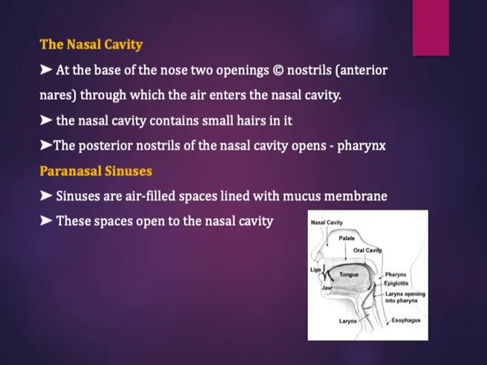The nose leads into the next cavity called the nasal cavity, and at its base it has two openings called nostrils, which can also be called anterior nares, and these open into the nasal cavity. This nasal cavity contains small hairs called cilia, which help in filtering the air. Posteriorly the nasal cavity has openings called posterior nares, and these open into the pharynx.